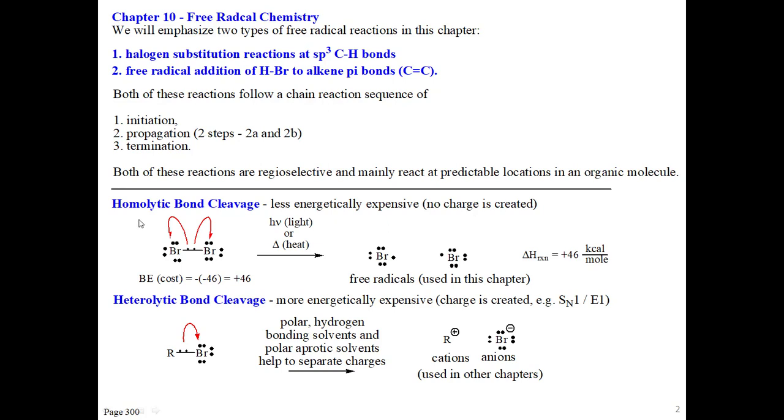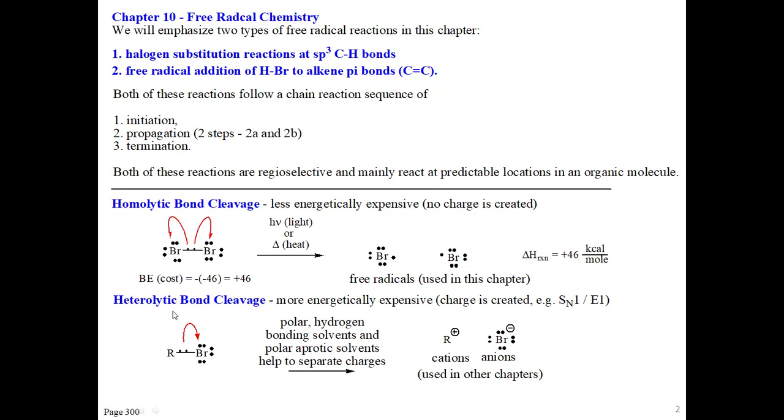Okay, so we have two types of bond breakage that we could look at. One's called homolytic, like what we're talking about here. Homo means same, lytic, cleavage. In one reaction here, we're going to take a bromine and split it equally into two bromine atoms. A bromine molecule becomes two bromine atoms. That's going to cost us energy. For a bromine, it's a pretty low cost, about 46 kcal, which can even be done with visible light. So we're going to be using these bromine atoms in this chapter.